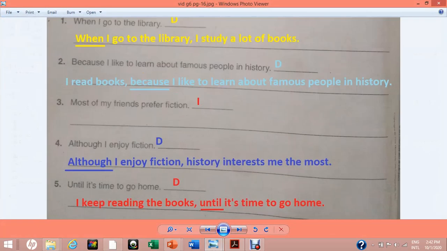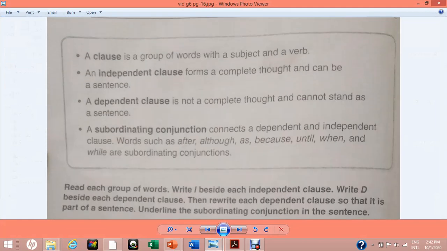This is our page number 16 in the English grammar book. A clause is a group of words with a subject and a verb. An independent clause forms a complete thought and can be a sentence. A dependent clause is not a complete thought and cannot stand as a sentence. A subordinating conjunction connects a dependent and independent clause. Words such as after, although, as, because, until, when, and while are subordinating conjunctions.